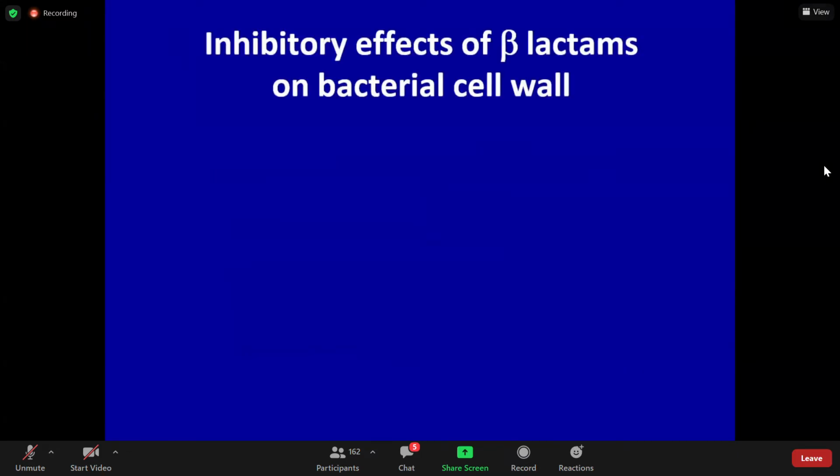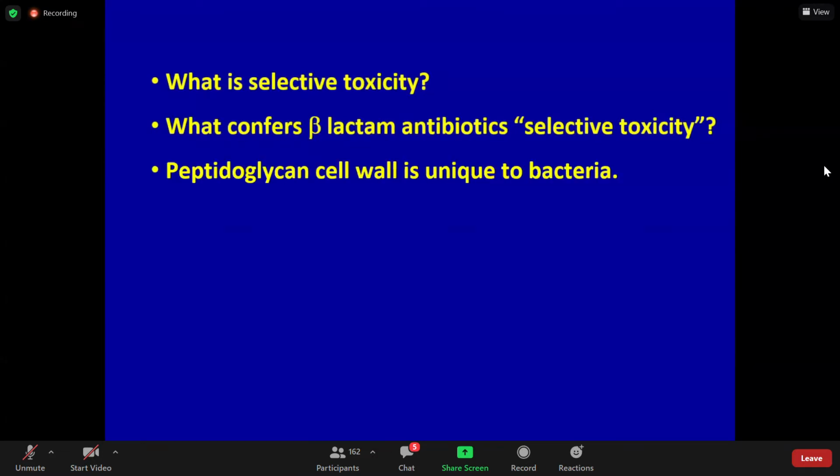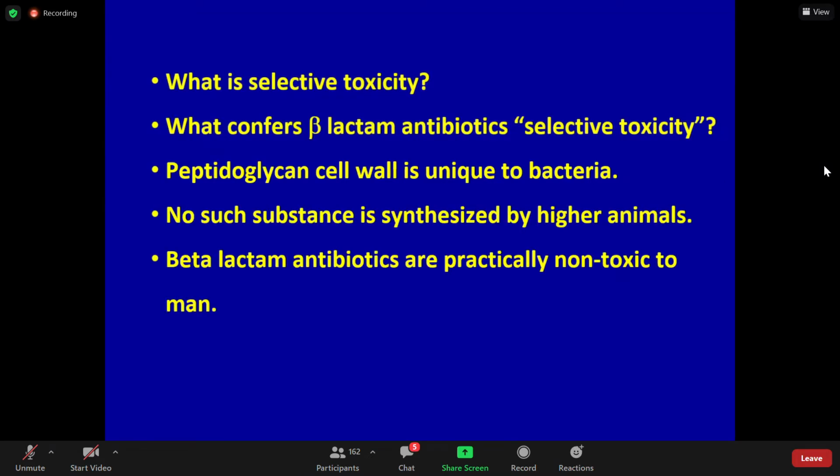So the inhibitory effects of beta-lactams we discussed. Let's move on. What is selective toxicity, we discussed? Are you clear about this? The selective toxicity of beta-lactams is achieved because they target the cell wall, which is not present in the human cell. Obvious. Peptidoglycan, we discussed. So that is why beta-lactam antibiotics are practically non-toxic to man, because there is no peptidoglycan and no PBPs in humans.